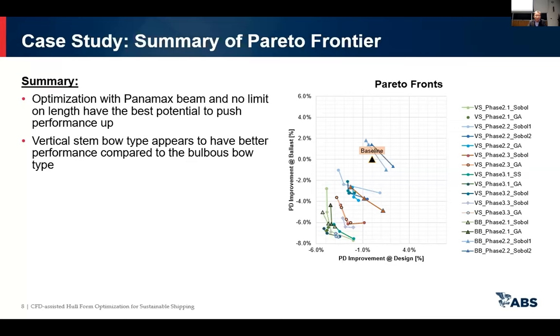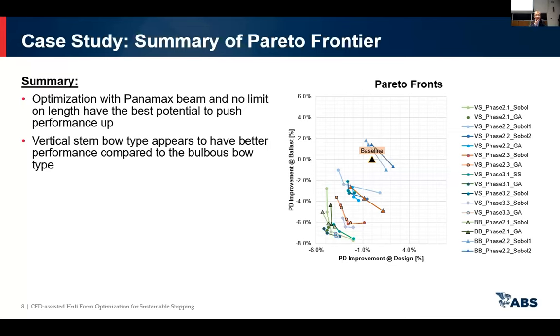To me, it seems that it all depends on conditions. So it's hard to say definitively. I'm not going to say vertical stem is always better for a tanker, but under this condition, vertical stem seems to be better. And the improvement is bigger than 6% for both cases. Not only at ballast draft, but also at design draft, you are able to get an improvement in delivered power of about or more than 6%.